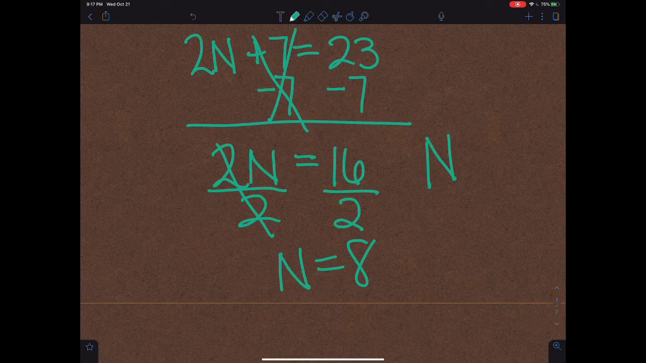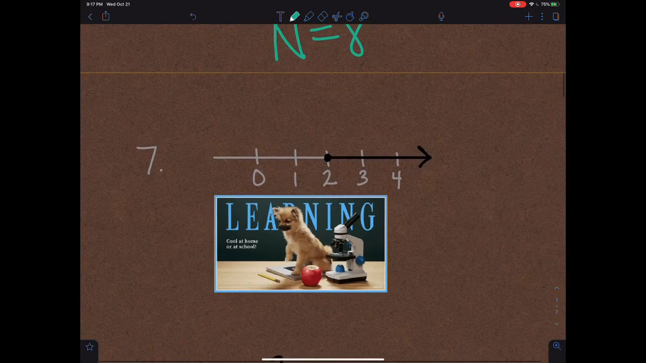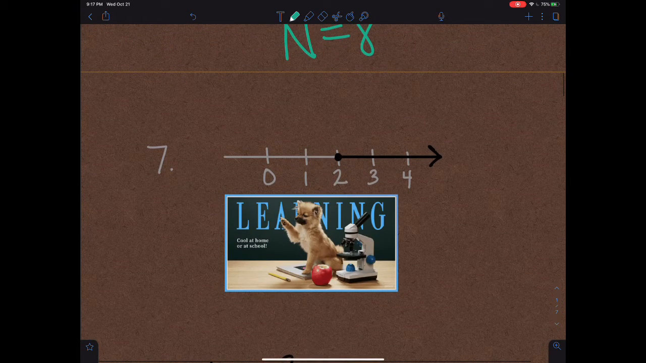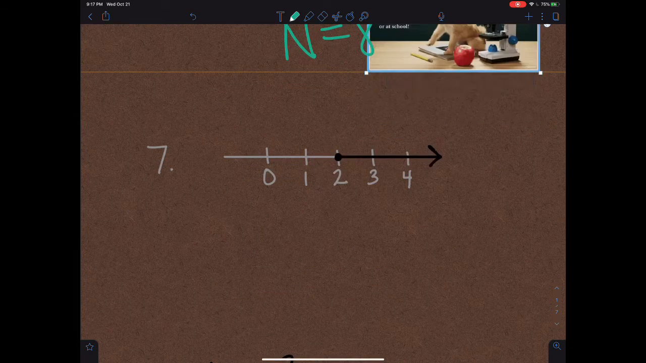Okay, let's move on to number 7. I just put this little guy here to remind you that you are still learning. But I actually want to move him out of the way. How do I do that? Okay, here we go. There, I'm going to move him out of the way.